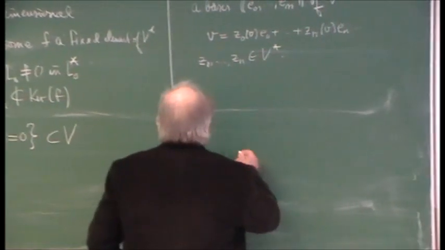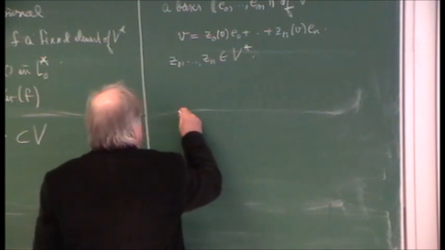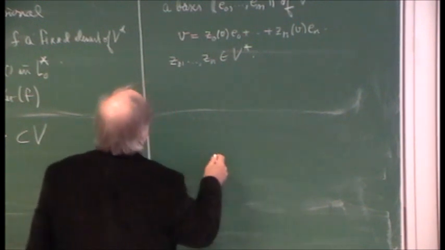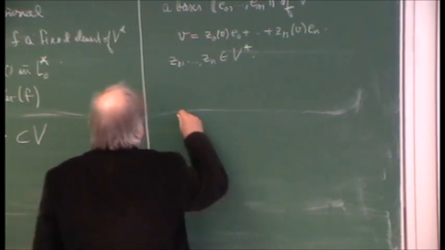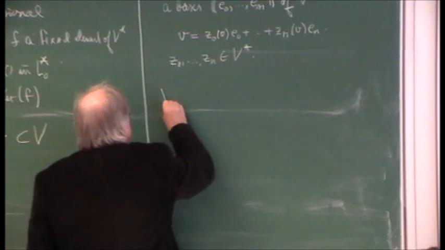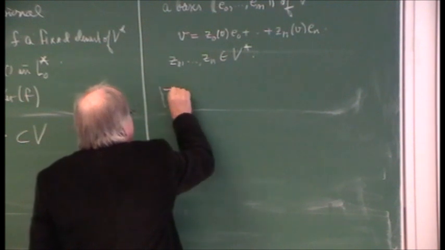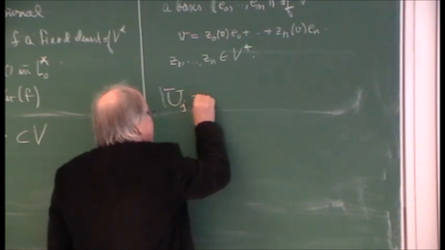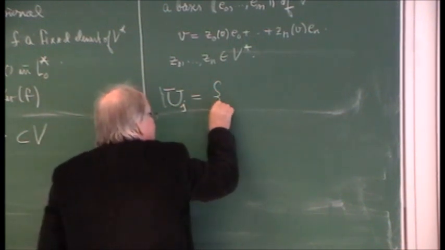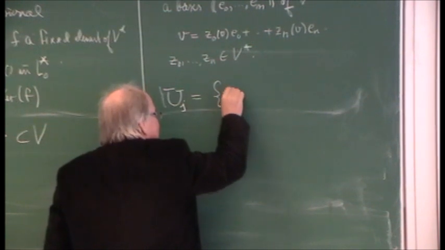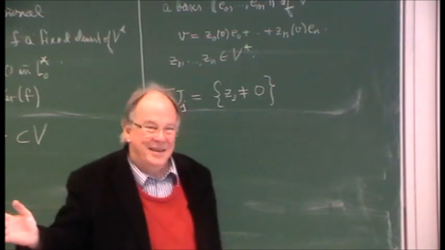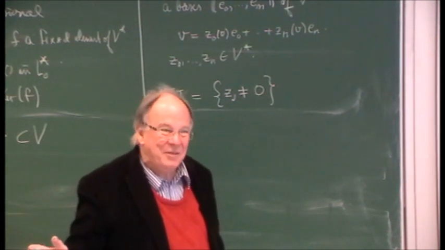Okay? So let's say, I've got so many letters going here. I'm going to change notation slightly. So I'm going to let Uj be the set. It's not the same as this notation here. That's the relevant set, where that thing doesn't vanish.